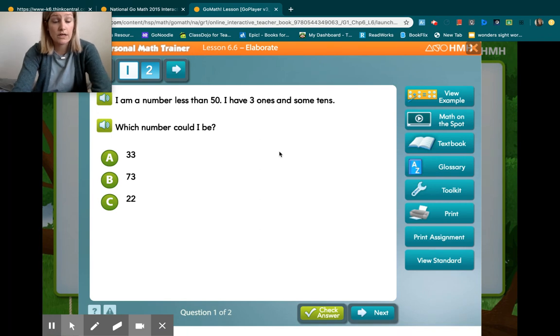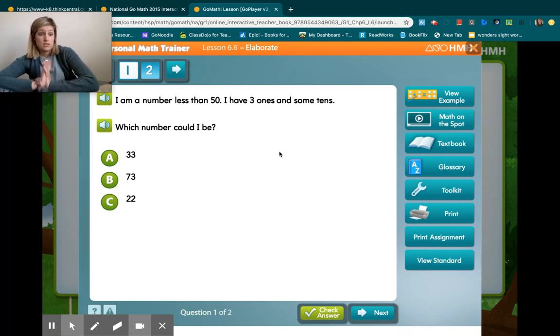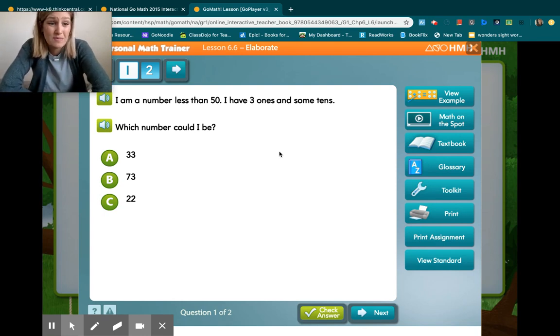Ooh, this is a tricky one. Buckle your seatbelts. I am a number less than 50. That means it has to be lower than 50, smaller or less than 50. I have 3 ones and some tens. What number could I be? Now this is real toughy, but I think we can handle it.